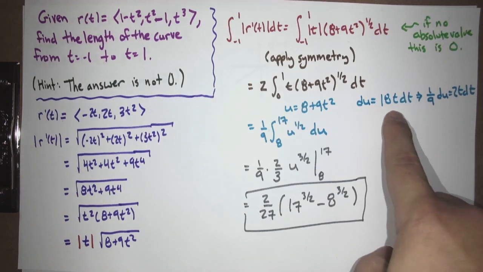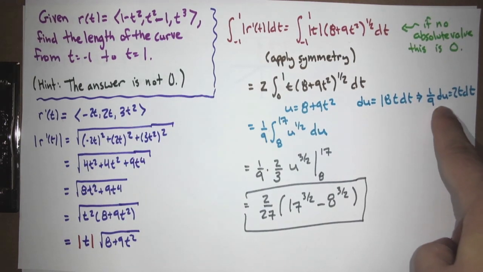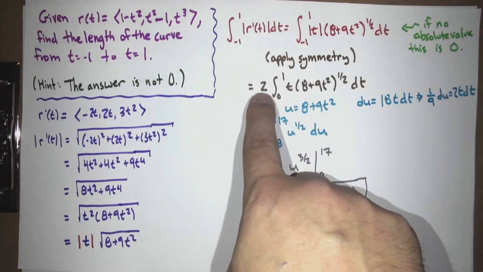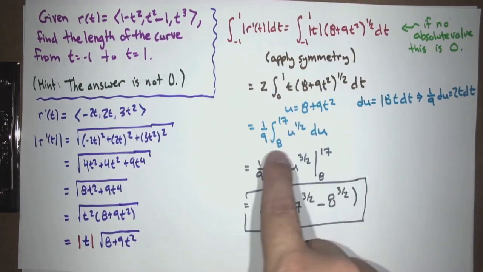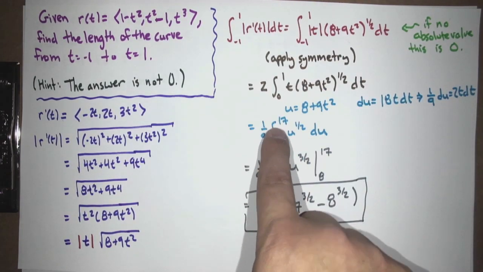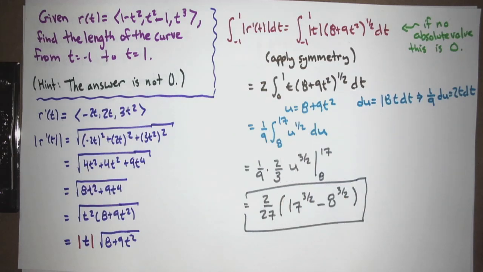Then du is 18t dt, or 1/9 du is 2t dt. The reason I put a 2 there is there's a 2t dt. So 1/9 the integral from 8 to 17, u to the 1/2 du. I always like to update my bounds because whenever I do substitution for a definite integral, I always like going forwards. I never like to go backwards. So as long as I keep updating my bounds, it's always moving forward.